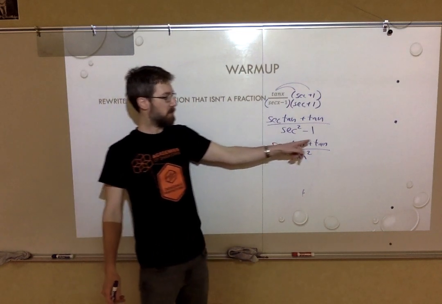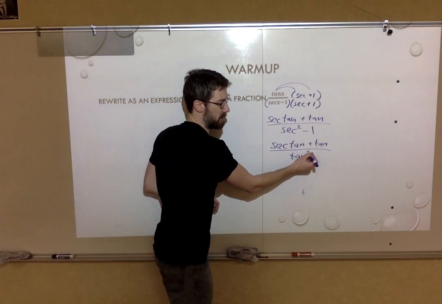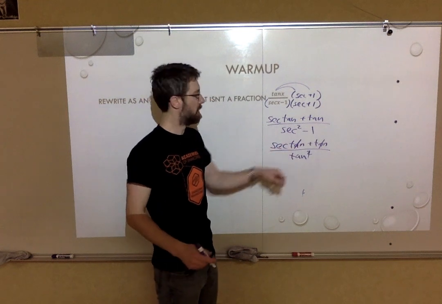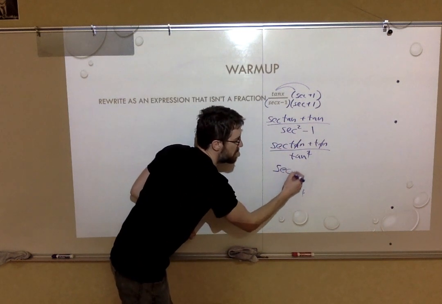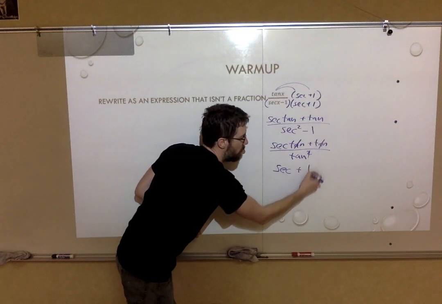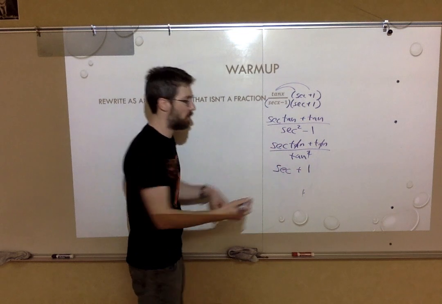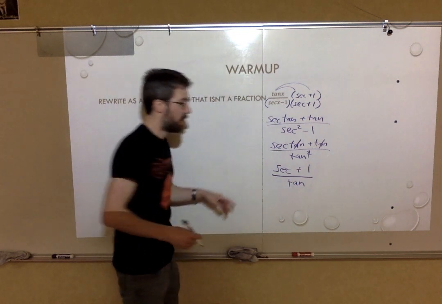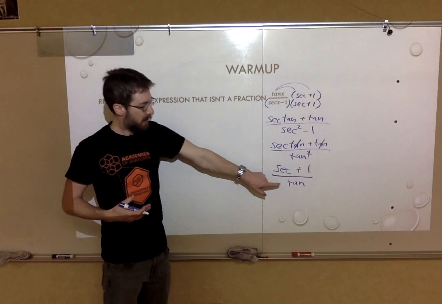Now, both terms in the top have tangent. There's tangent on the bottom, so I can start canceling some stuff out. One tangent from the bottom is going to cancel one of each. So that's going to leave, on the numerator, secant plus 1. Remember, when that tangent cancels out, it doesn't just go away. It's a 1 over tangent.